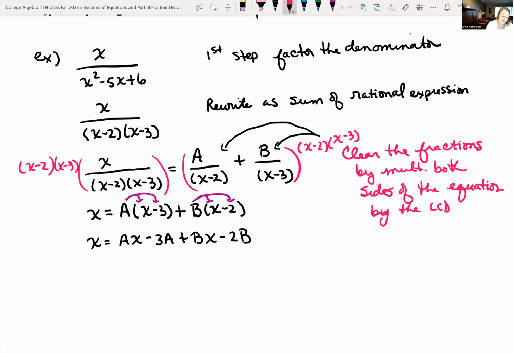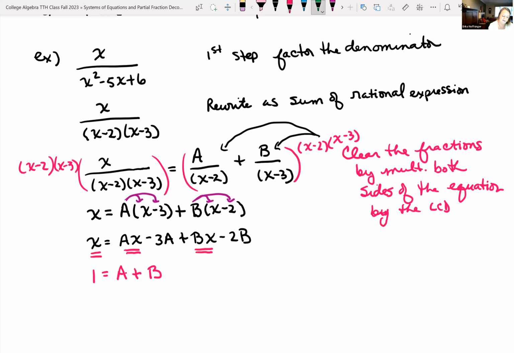So notice that we have two terms with x in it on the right-hand side and just one term with x on the left-hand side. So technically, when I sum this Ax plus Bx, it needs to equal 1x. And so we can say here that that coefficient in front of x, which is 1, has to equal the sum of capital A plus B.